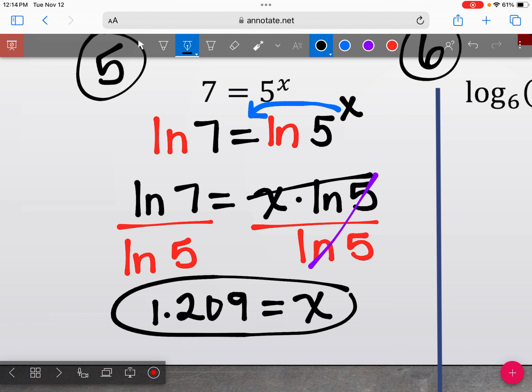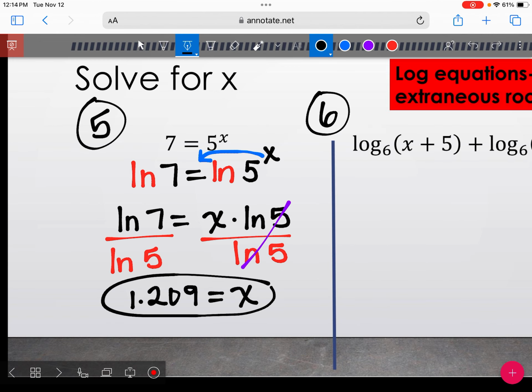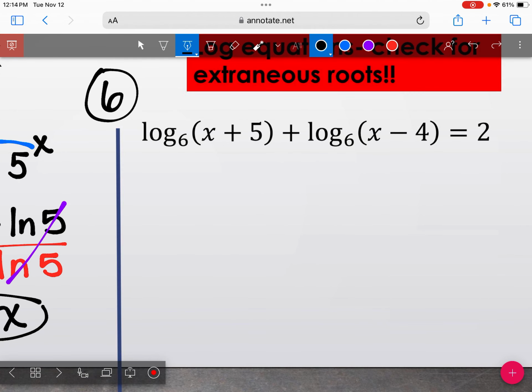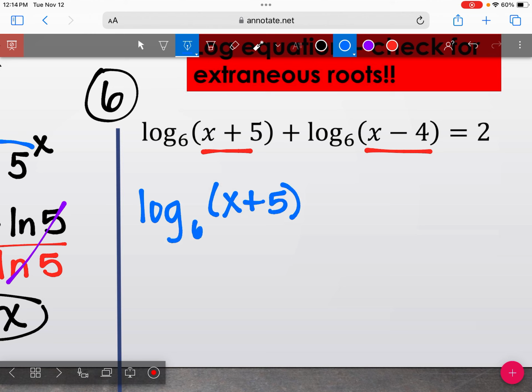All right, so this is our last one. This is the one that has a lot of work. So this is kind of leading up to this question. Why do you think I think this has a lot of work? Because what are we going to have to do with that x plus 5 and x minus 4? You're going to have to multiply it. So if you don't know the pattern, you might have to make a box. So we're going to multiply these together. So that gives us the log base 6 of x plus 5 times x minus 4.